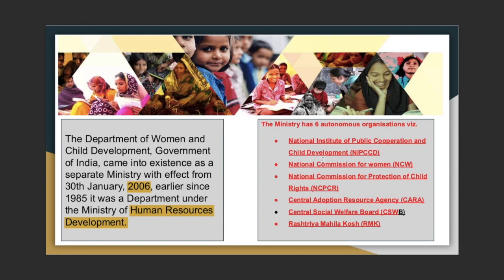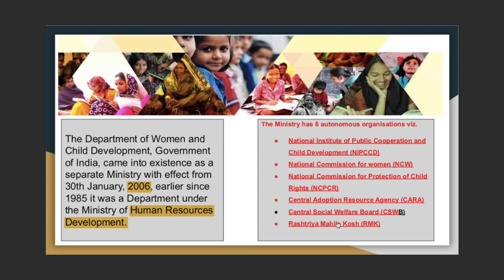Now, here you can look at the National Institute of Public Cooperation and Child Development, the National Commission for Women, the National Commission for the Protection of Child Rights, the Central Adoption Resource Agency, the Central Social Welfare Board, and Rashtriya Mahila Kosh. This is the most important thing. We will go into a little bit of detail on Rashtriya Mahila Kosh also. Basically, these are the autonomous organizations. And CARA is basically a statutory body. The National Commission for Women is a statutory body, and the Central Social Welfare Board and Rashtriya Mahila Kosh are not statutory bodies. However, these are autonomous organizations.